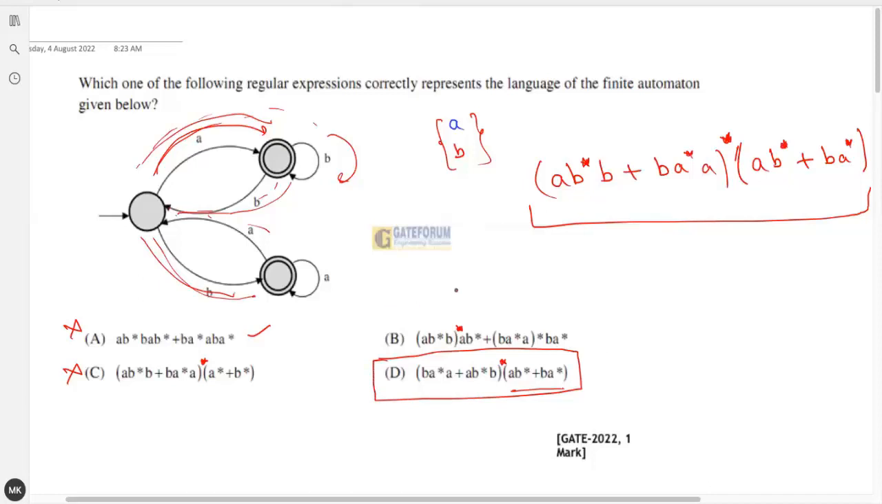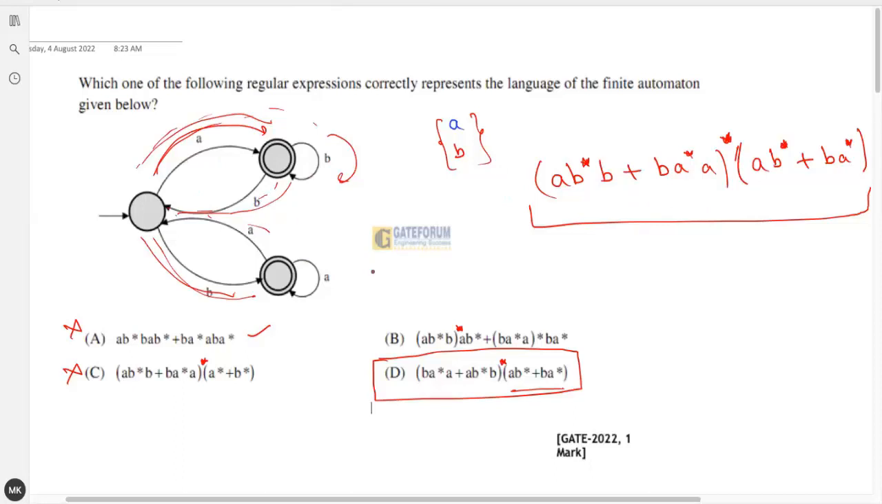Suppose very little time is remaining in the GATE exam and you are not able to write it properly, just take the smallest string and check the options. Sometimes three options get eliminated, but here only two options were eliminated, so you have to try to write the expression. We have seen both the ways: how to apply the short trick and how to actually write the regular expression for the given automata.